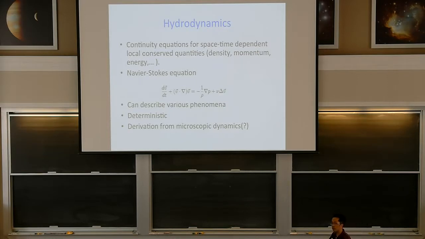Anyway, we can suppose that these local conserved quantities satisfy some continuity equation, and maybe by solving such continuity equations, we can get useful information for the systems at hand. And of course, for the usual Newton's dynamics, this kind of continuity hydrodynamic equation is well known. The most famous one is the Navier-Stokes equation. This is the continuity equation for momentum or velocity.